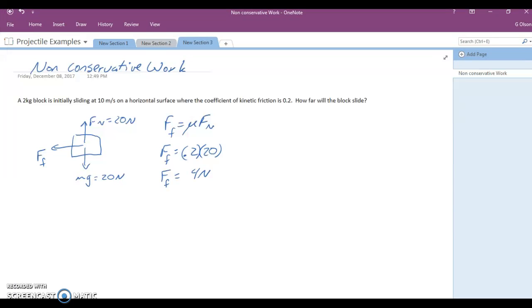Alright, we're going to start with this simple example. We just have a 2 kilogram block sliding at 10 meters per second on a horizontal surface where we do have friction. 0.2 is the coefficient of kinetic friction. How far will it slide?